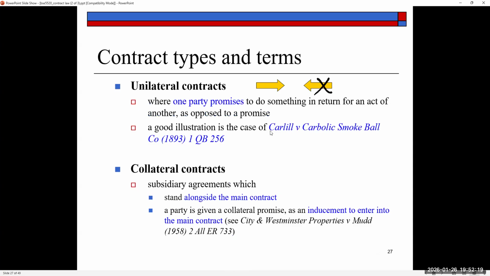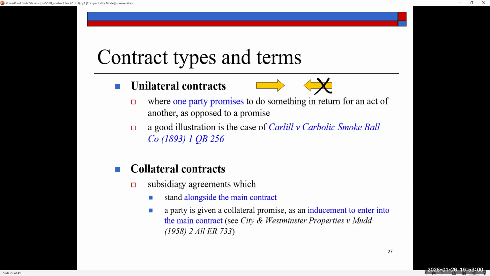Unilateral contracts. Still remember the case I showed you the video of last time? Carlill and Carbolic Smoke Ball, right? There was a case of an advertisement given by this company, Carbolic Smoke Ball. Mrs. Carlill took that medicine, still got influenza, then sued, right? And that contract is a unilateral contract, one way. Unilateral, one way. Okay? That offer could be to the whole world. It's an advertisement. Remember that?